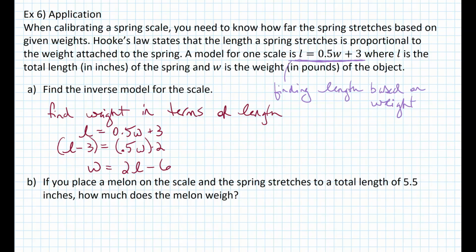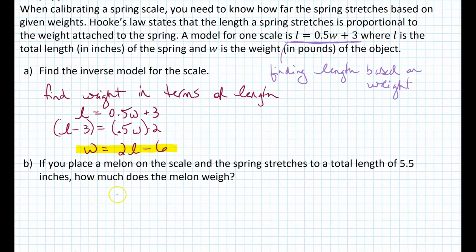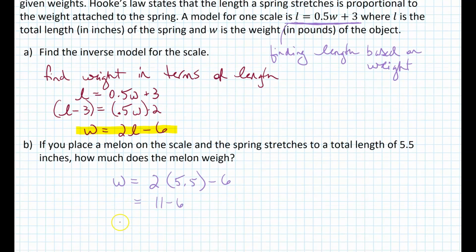Okay. Again, I'm not switching any variables or trading them. So now what we can find is the weight in terms of the length. So in B, when it says, if you place a melon on the scale and the spring stretches to a total length of 5.5 inches, how much does the melon weigh? Right? Our equation is already set up to solve for the weight in terms of length, and so it's going to be much easier just to plug in. Right? So again, if the weight is equal to 2 times, the length here is 5.5 minus 6. That's going to give us 11 minus 6. Therefore, how much does the melon weigh? 5 pounds. Okay.